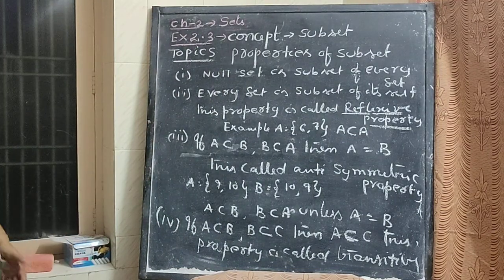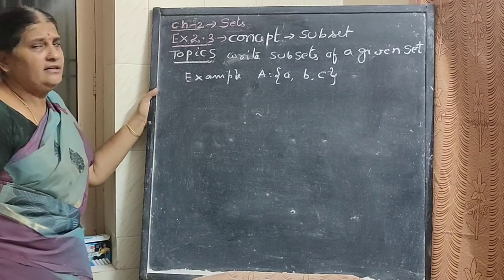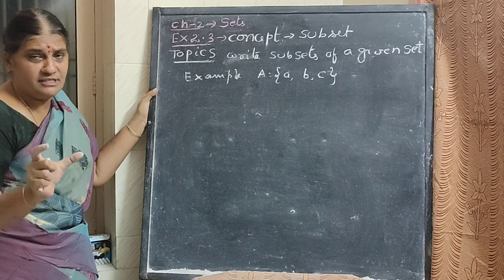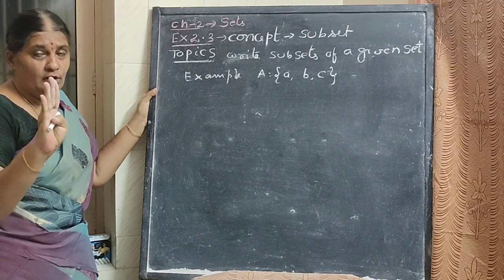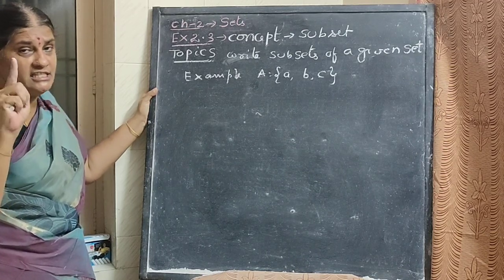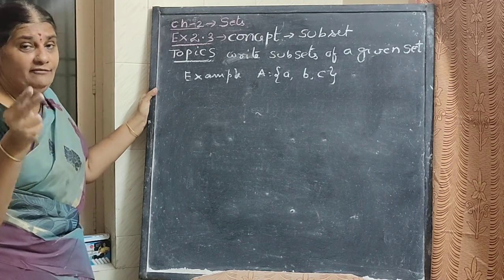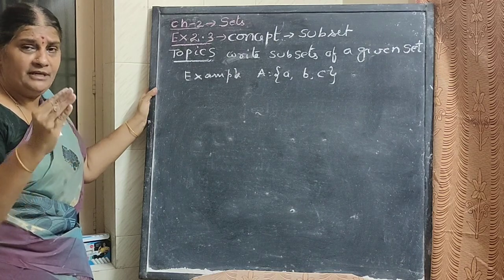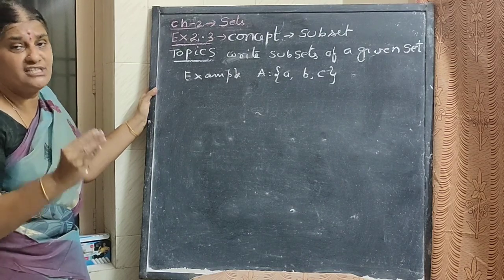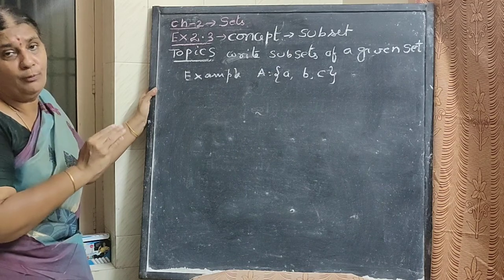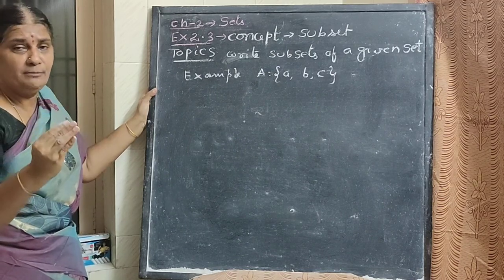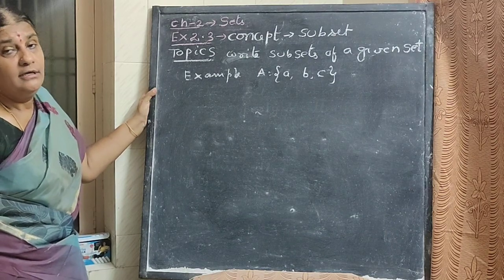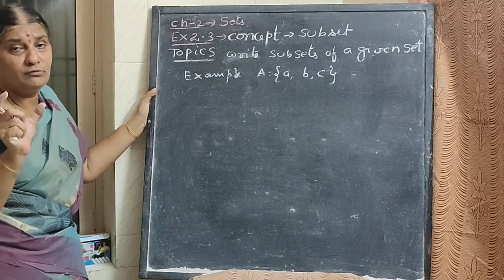Note on this one. 2.3. The first concept I told was the definition of subset. The second one is the properties of subsets. How many properties are there? 4. First one is the null set is a subset of every set. Second one is every set is a subset of itself. Third one is A subset of B, B subset of A, then A is equal to B. This is called the anti-symmetric property. And the fourth one is A subset of B, B subset of C, then A subset of C. This property is called what? Transitive property. All are 1 mark questions.